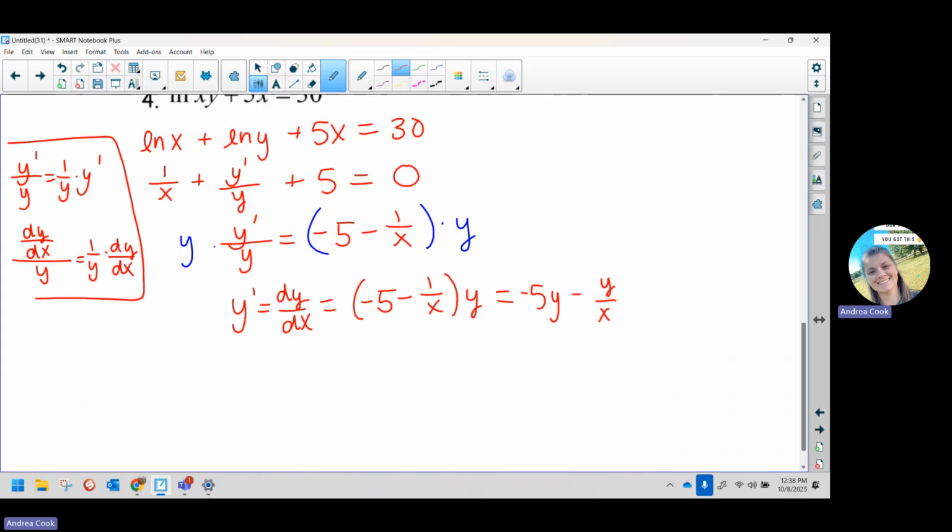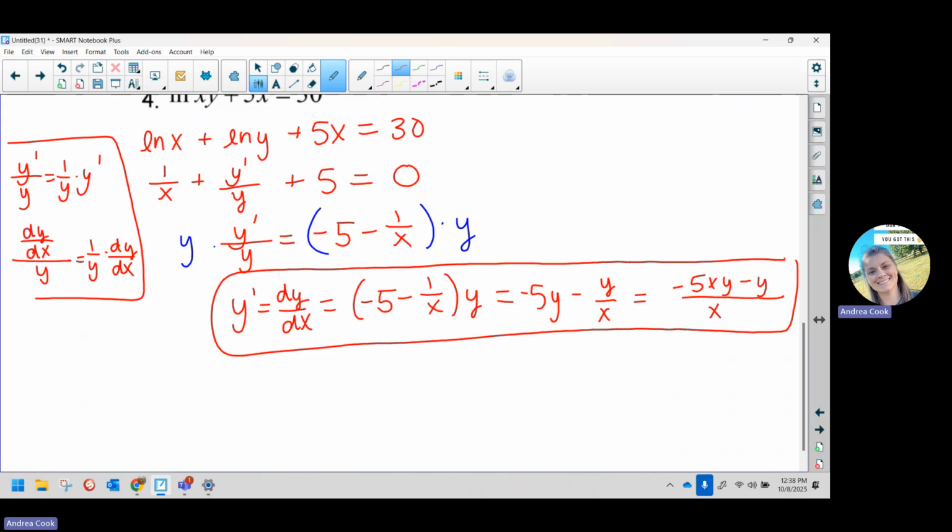What else could they do? Make it a common denominator. So this would need an x, so they might write it as that. So any of those are correct. They could also take out a negative. Did I do something wrong? No, they could have taken out a negative y on top. But I don't factor anything out unless it cancels with something in the bottom.